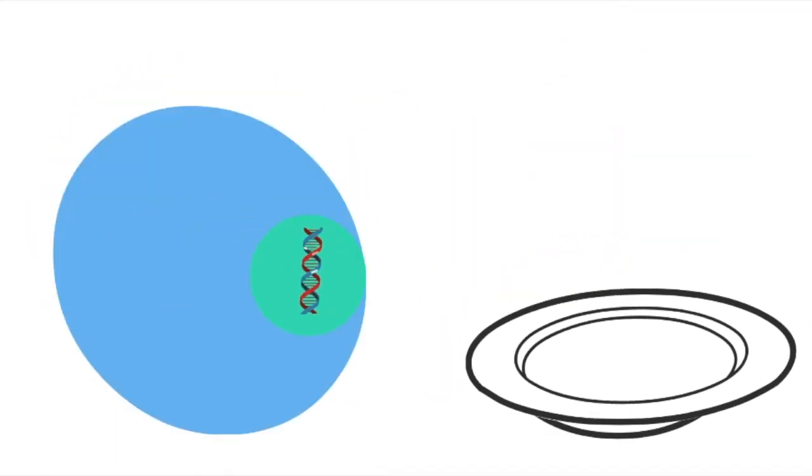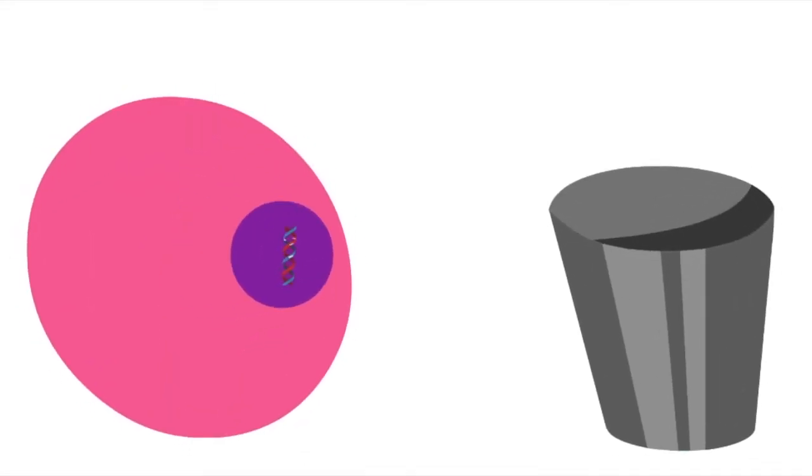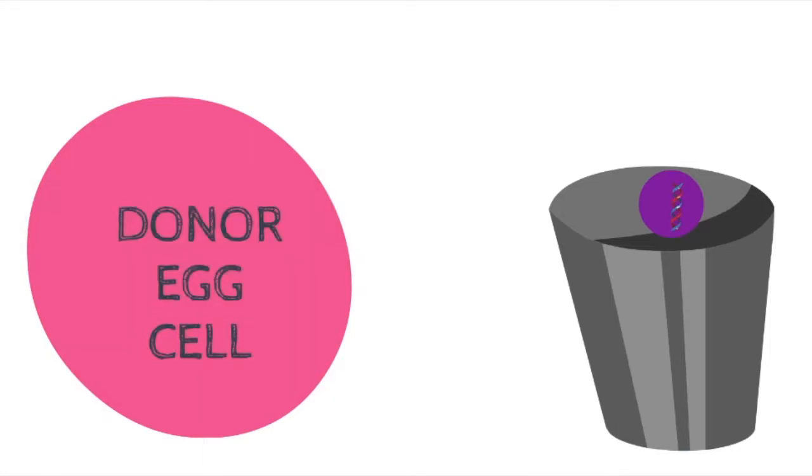The first step in somatic cell nuclear transfer is to remove the nucleus from our differentiated cell and set it aside to be transplanted. Then we take our undifferentiated cell and remove its nucleus. We throw it away because we won't be using the DNA from that cell. The denucleated cell will be our donor egg cell. Next, we insert the differentiated cell nucleus into the donor egg cell.